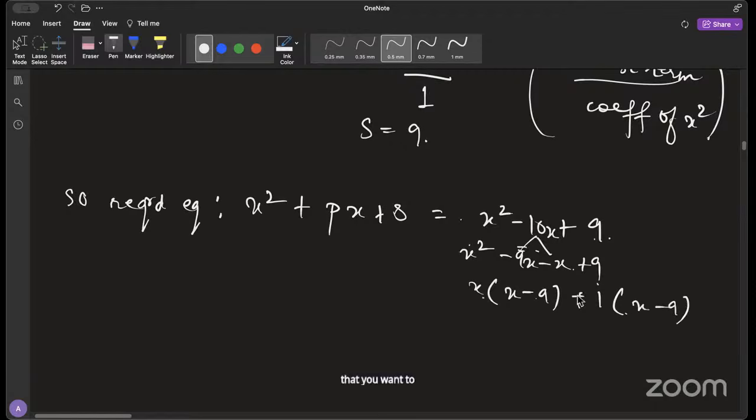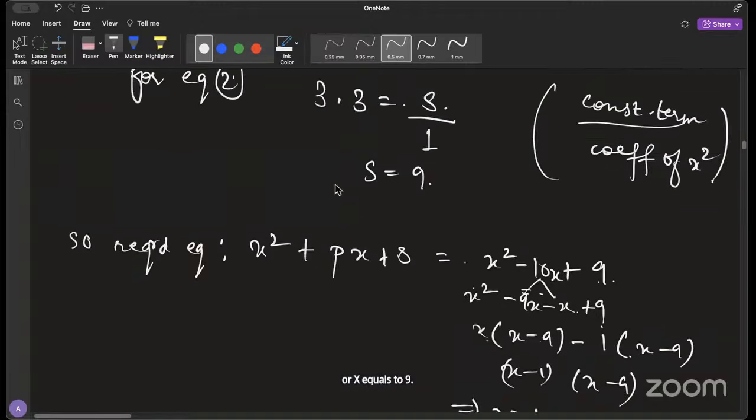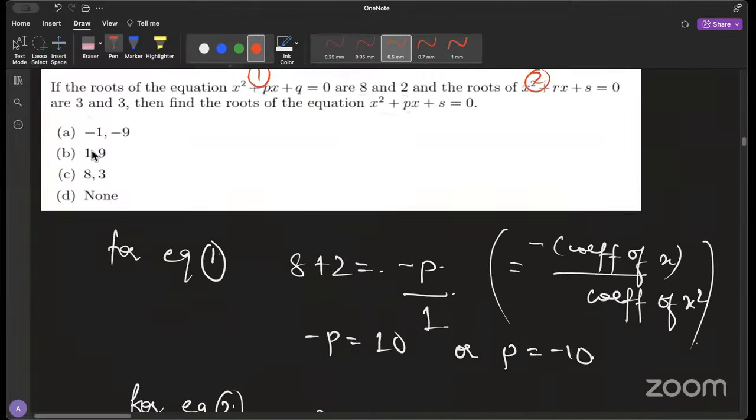So you will have x minus 1, x minus 9. So your roots are going to be 1 and 9. This gives you x equals 1 or x equals 9. So the correct option should be this one.